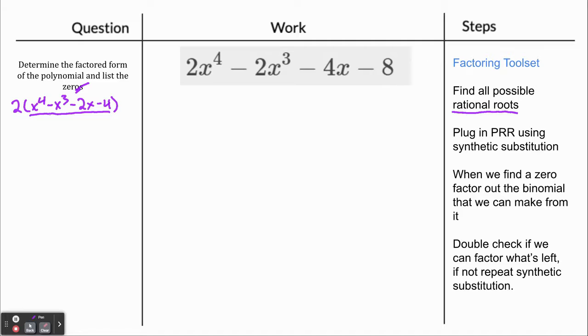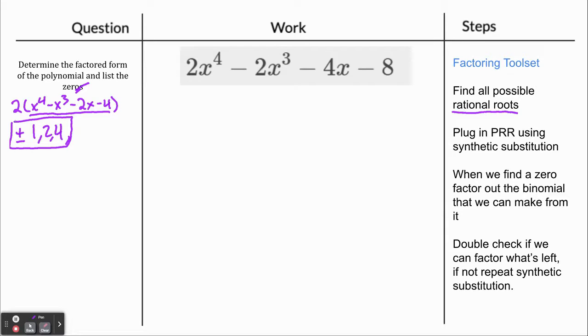But first of all, possible rational roots are going to be the factors of the constant, which is just 1, 2, and 4. And then we put that over the factors of our leading coefficient, which is now just 1, so we don't really have to worry about that. So all of our possible rational roots here are positive or negative 1, 2, and 4.